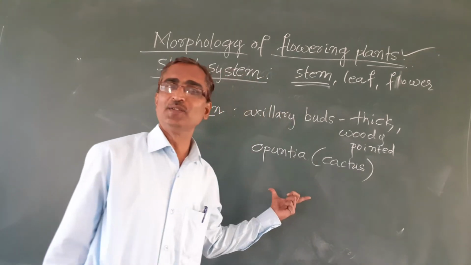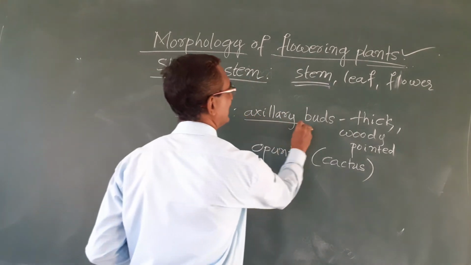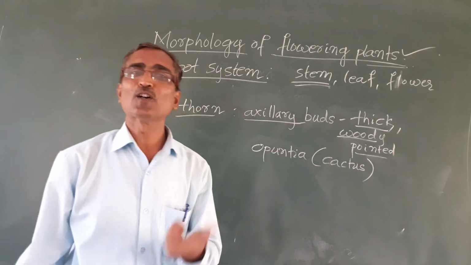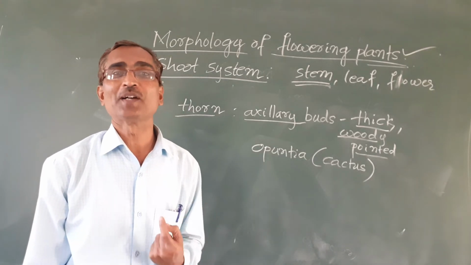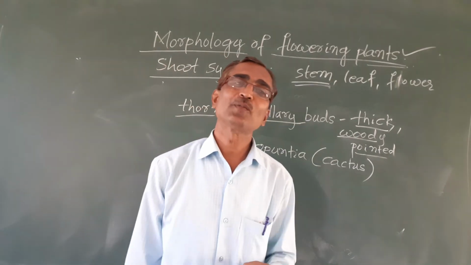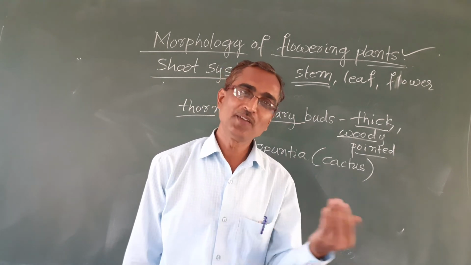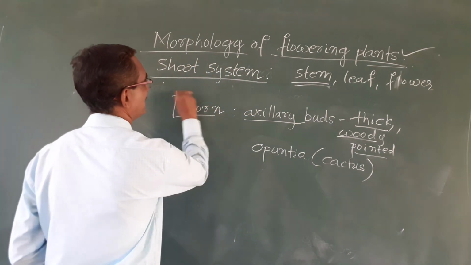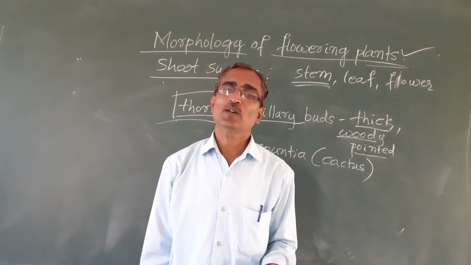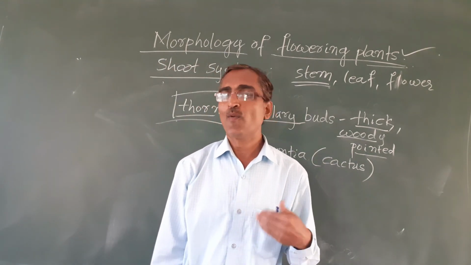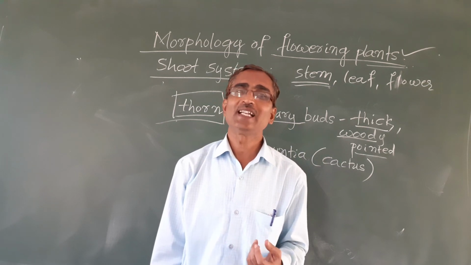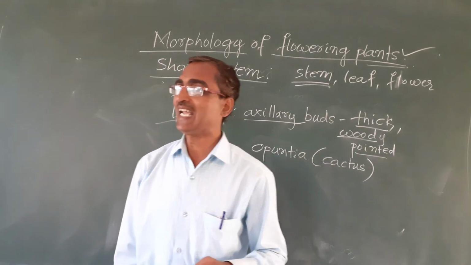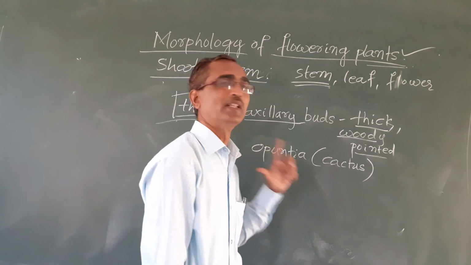You might have seen the cactus, Opuntia. There the axillary buds become thick, straight, woody and pointed thorns. So there the stem becomes a thorn, in order to protect the plant from grazing animals. So the stem is modified into a thorn, thick, woody, straight and pointed. So it protects the plant from grazing animals. Example is a cactus, Opuntia.